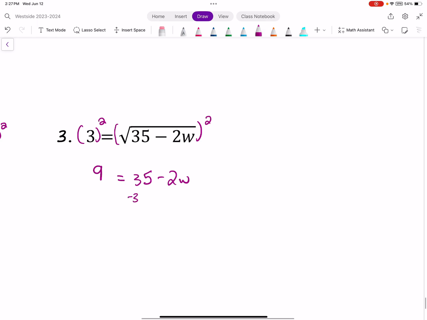So I'm going to subtract 35. So 9 minus 35 is negative 26. And on the right side, I'm left with just negative 2w. I'm going to go ahead and divide both sides by negative 2. So w would be positive 13.